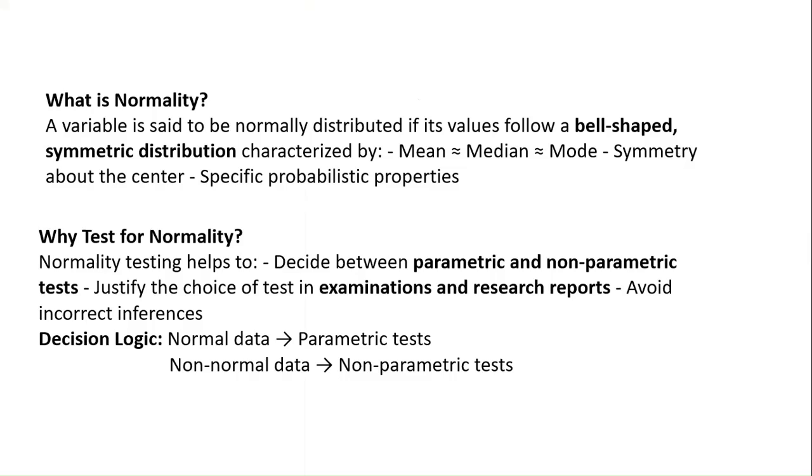A data set is said to be normally distributed when it follows a symmetric bell-shaped curve. In a normal distribution, the mean, median, and mode are approximately equal. Testing normality is important because many statistical methods, such as parametric test, t-test, and ANOVA, assume normal distributions of data. If the data is normal, we generally use parametric test. If the data is not normal, non-parametric test may be more appropriate.